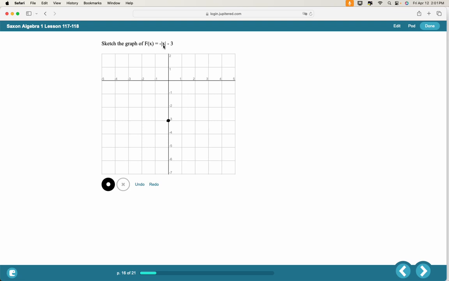So that means it's a 1-to-1 slope, 1 over 1. So down 1 over 1, down 1 over 1, down 1 over 1, down 1 over 1. So that's going to be our graph of this function. That's how you would answer that. That's how you would see it. All right, let's look at another one.